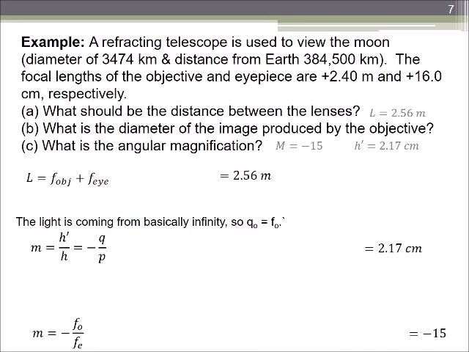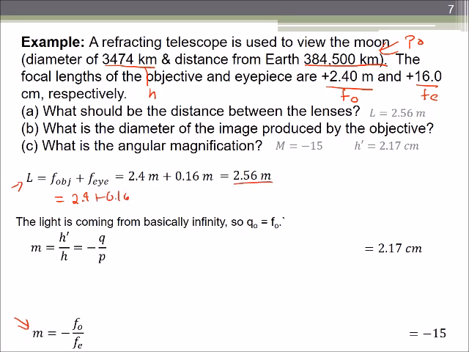Now we're going to look at a problem where we're going to use these equations for a telescope. The diameter of the moon is this number, so that's going to be our h. The distance to the moon is that number, so that's our p for our objective. Here is the focal length for our objective and the focal length for the eyepiece. To get the optimum length of our telescope, we're going to add 2.4 plus 0.16 to get 2.56. And then the light coming from the moon is basically at infinity, so the image distance is going to be basically at the focal point.